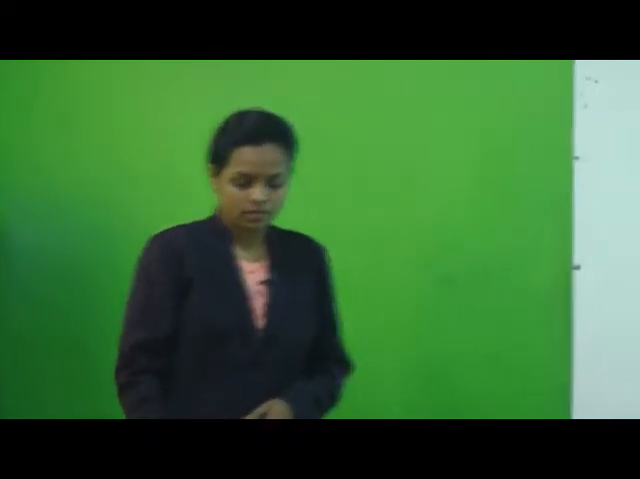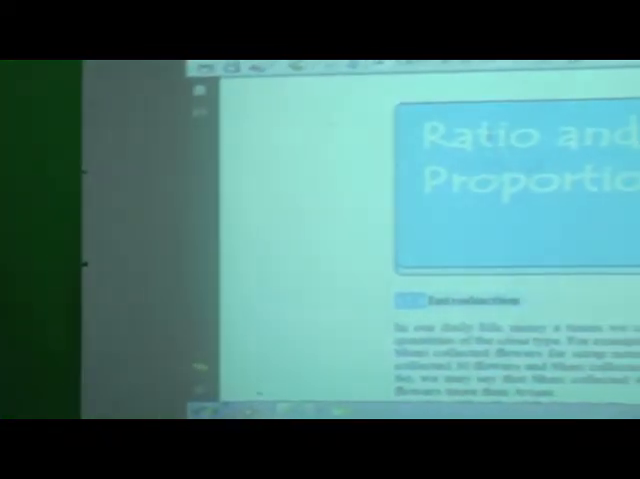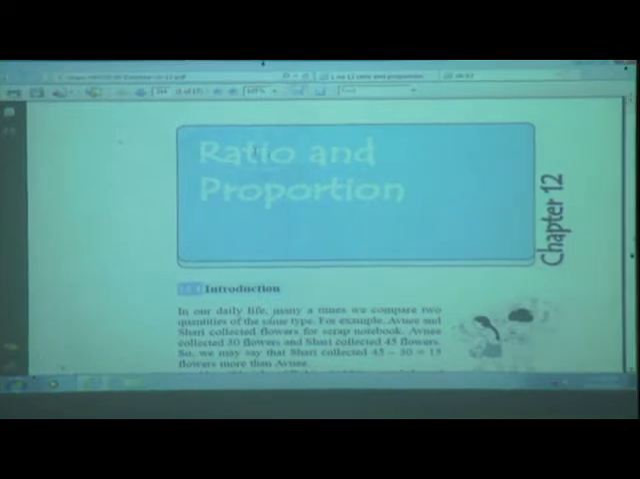In today's class we are going to see a new chapter, that is ratio and proportion. So let us start it. Ratio and proportion, it's chapter 12.